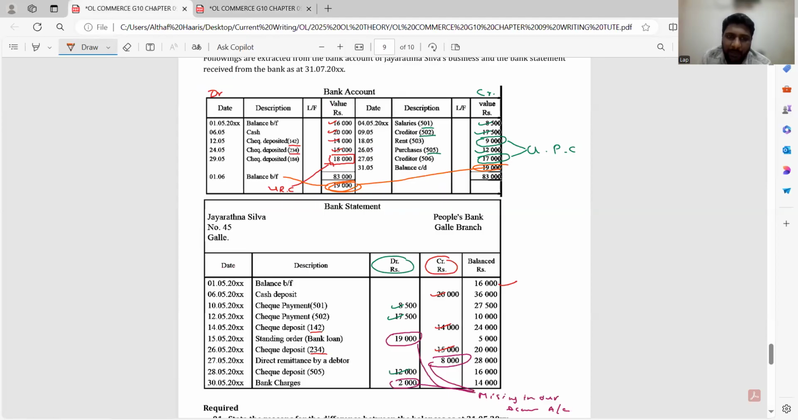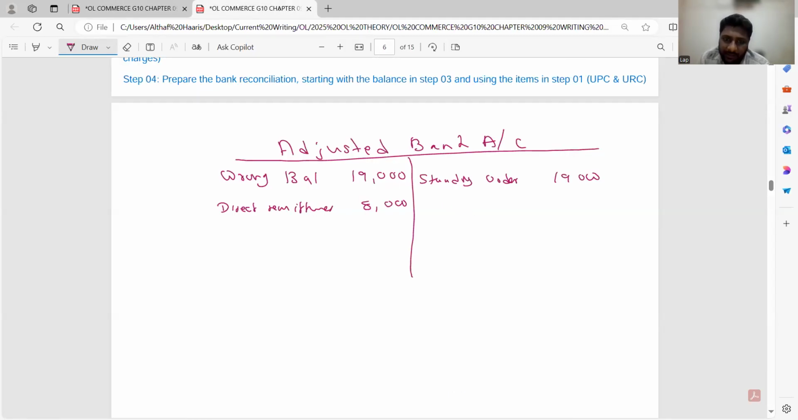Their debit is our credit. Bank charges, 2,000. Makes sense? Bank charges means a reduction of the payment; money goes out. It's a reduction. Now find the corrected balance, people. 27,000.